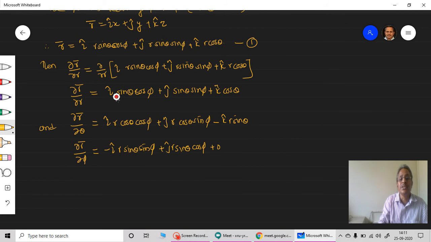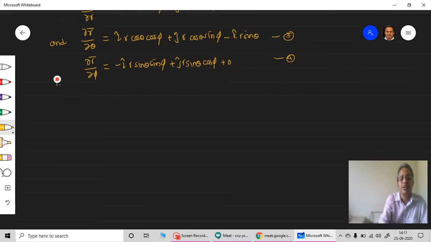Now I have to use these three. I will call these equations 2, 3, and 4. So I got the differentiation of the vector r bar with respect to r, theta and phi.